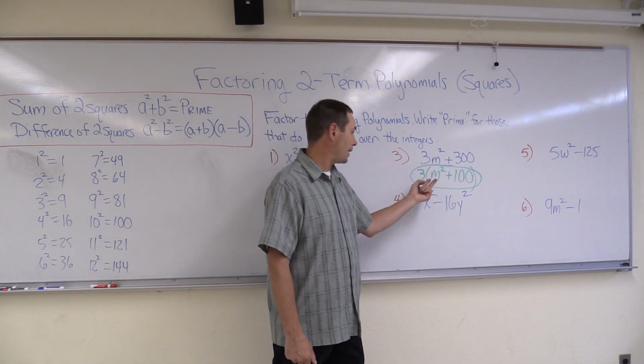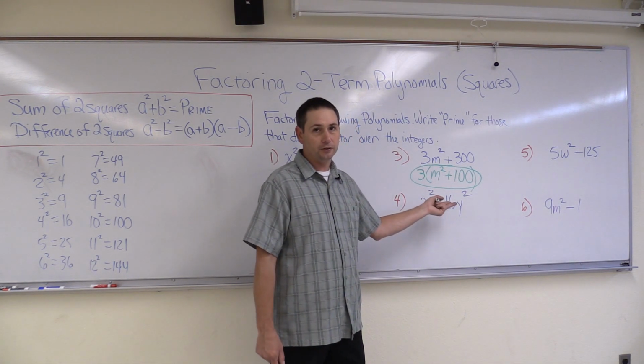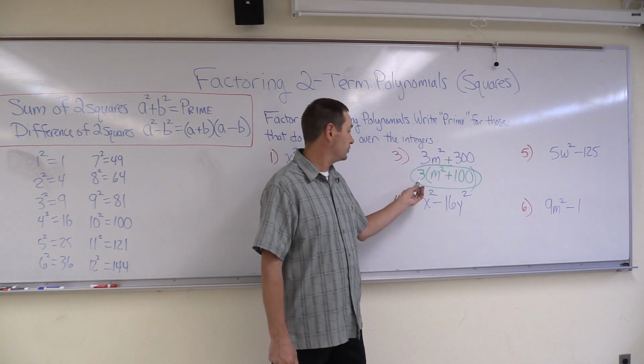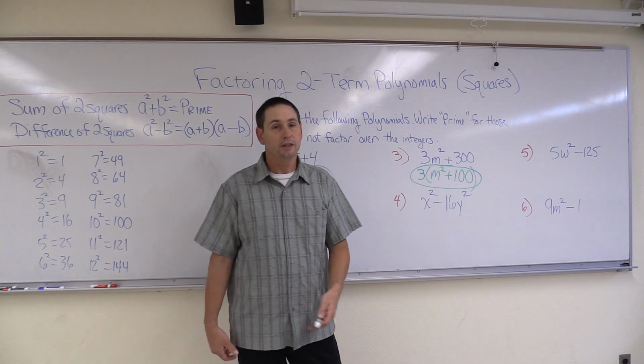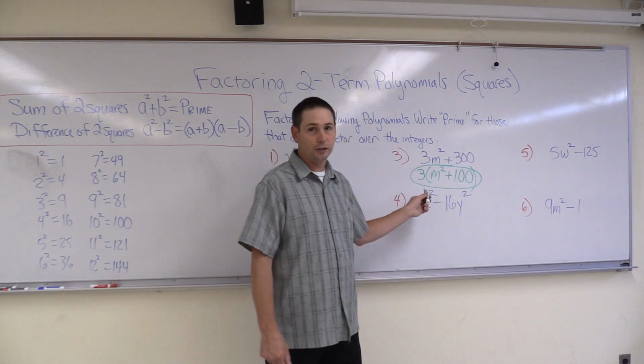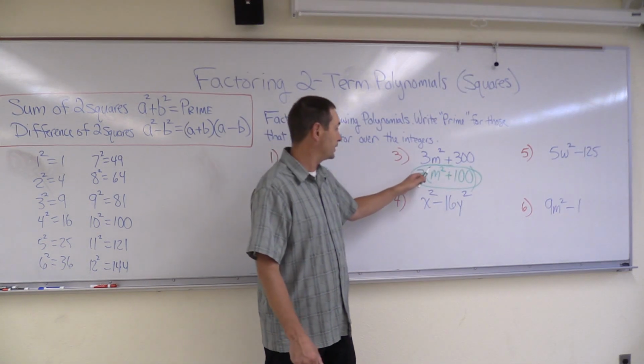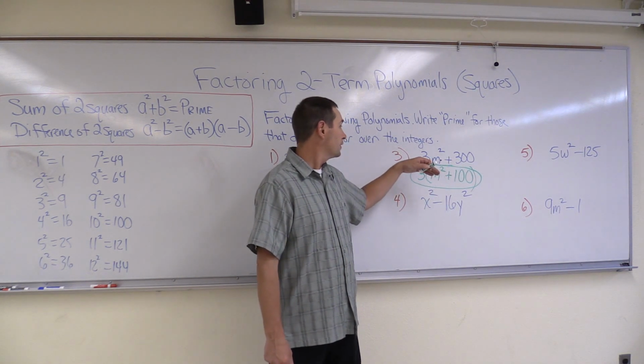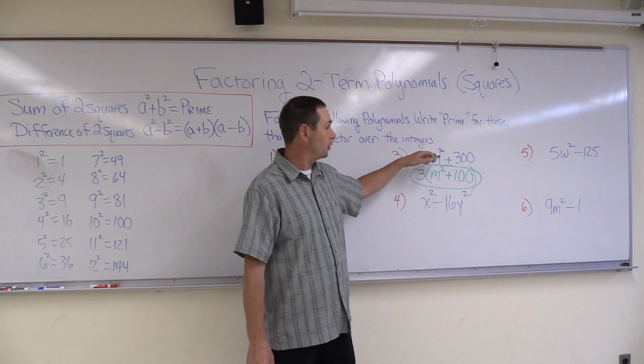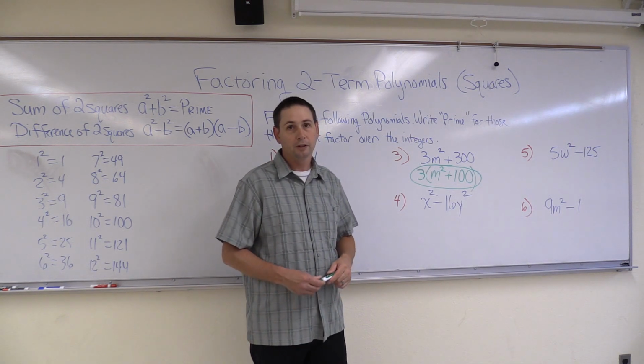A common mistake I'll see is someone will write prime for this as an answer. It's not. You did do some factoring. You factored out a 3. Then you recognize this is not factorable any further, so that is factored though. 3 times m squared plus 100 would be the complete factored form of 3m squared plus 300.